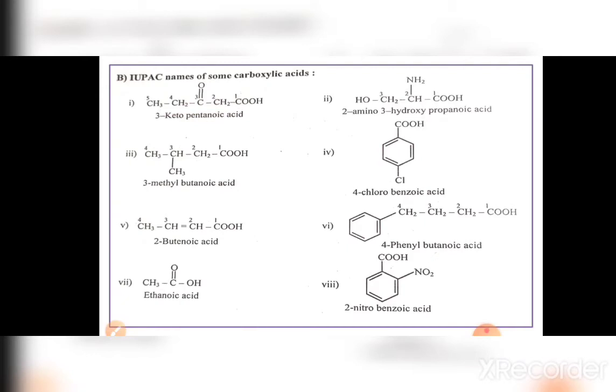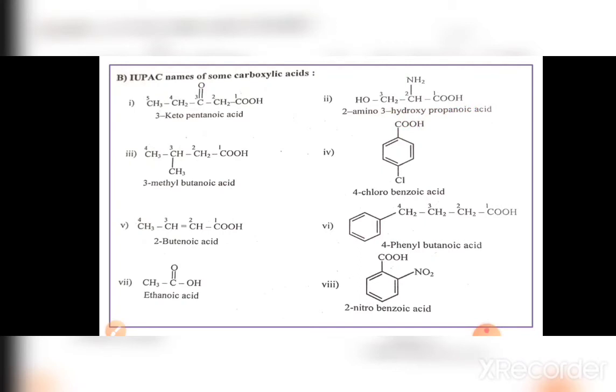Now the second example, first give the numbering 1 2 3. Then at the 2 number position there is an NH2 group, that means amino group, and at 3 number there is a hydroxyl group, therefore alphabetically 2-amino 3-hydroxy. 3 carbons, therefore propane, that means propanoic acid. Therefore the name of the compound is 2-amino-3-hydroxy propanoic acid.